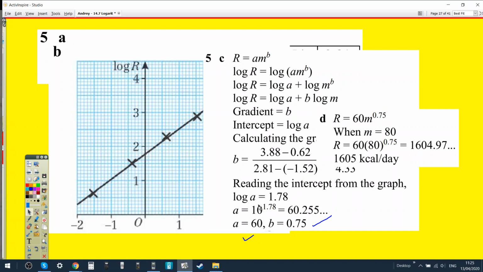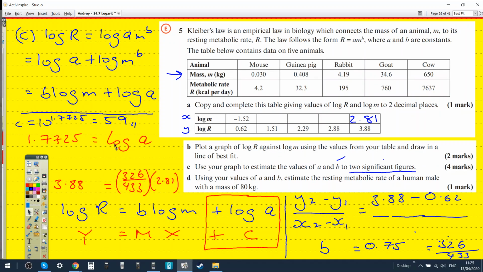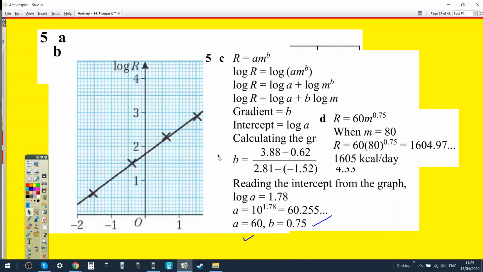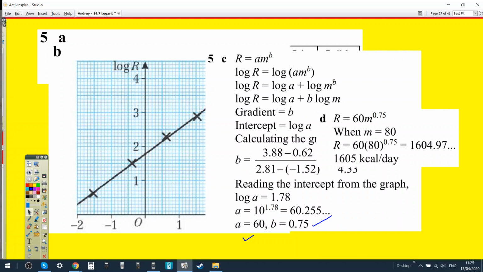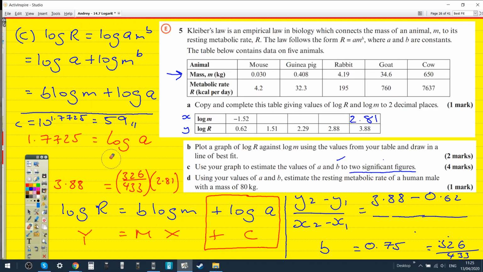They said A was 10 to the 1.78. So they rounded too early. They should have left it the way you did. Our 59 is more accurate than 60. It was 59.5. Oh, was it? Okay. You just sneaked in. So 60, 2 sig fig.